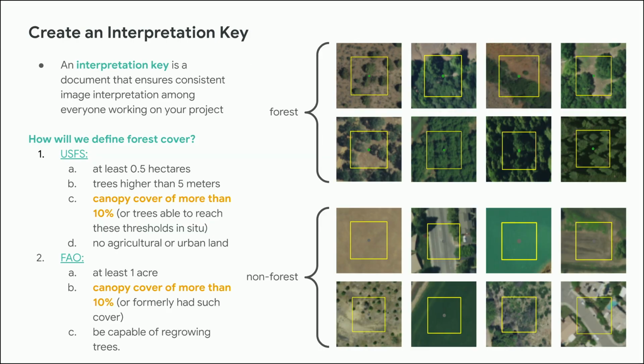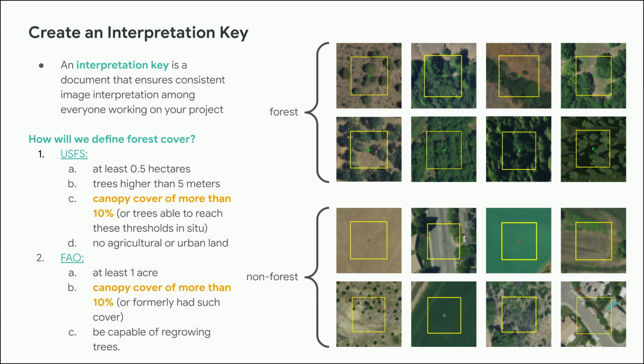And they're all nested. Next thing we need to do is that you have these interpreters. You're not going to get a brand new interpreter and just throw them into the fire. The idea is to create an interpretation key that's agreeable or defensible to whatever the product is that you're trying to build out. So in this example, we have 2 different definitions of what forest cover is. We have the Forest Service definition. We have an FAO definition.